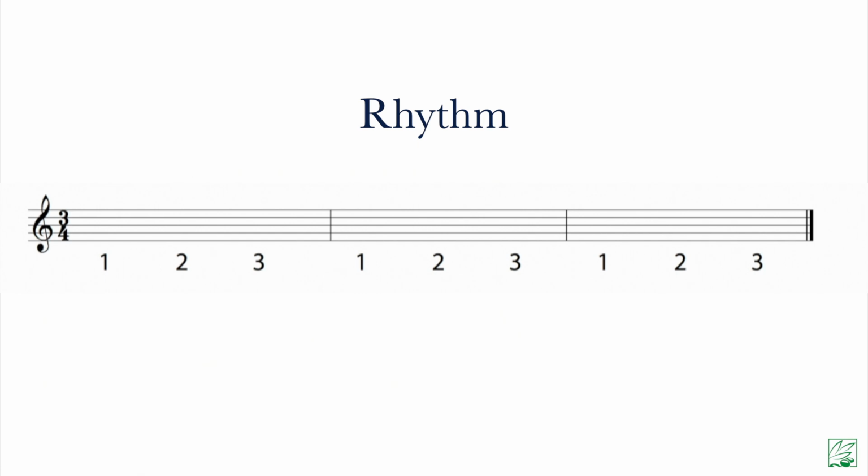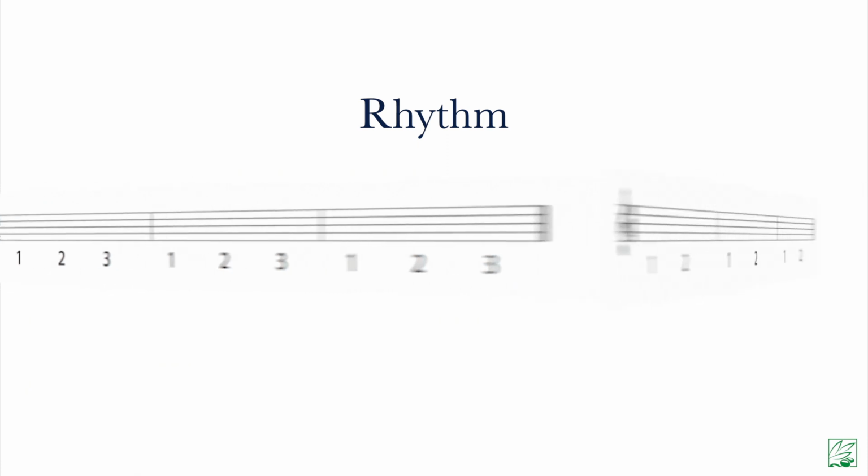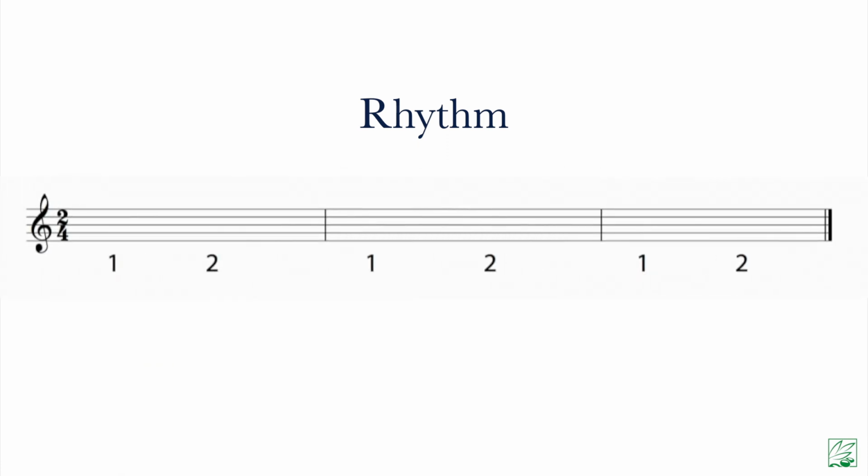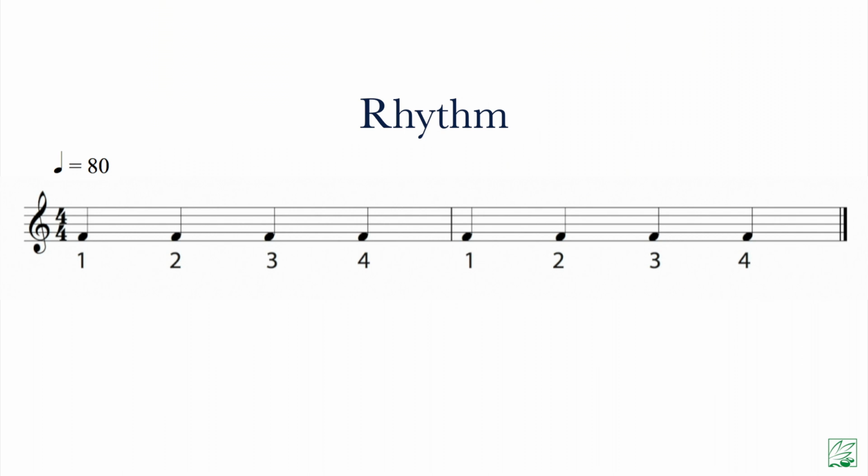Here is the time signature 3/4. This means that in each bar you would count only up to 3. And here is 2/4 time signature. Each bar gets 2 beats. Since 4/4 is the most popular time signature, I will use this from now on.